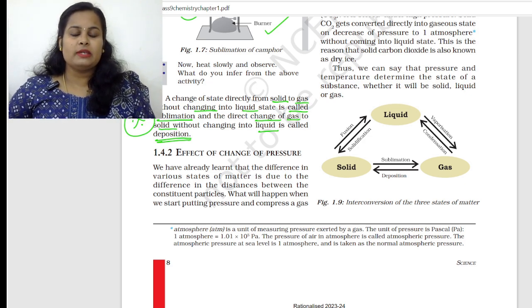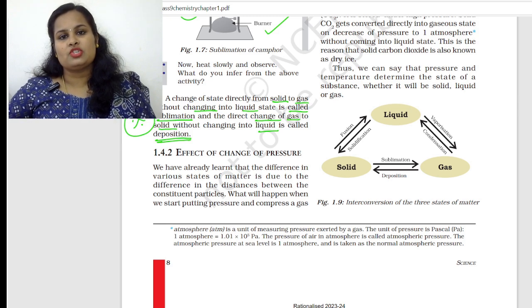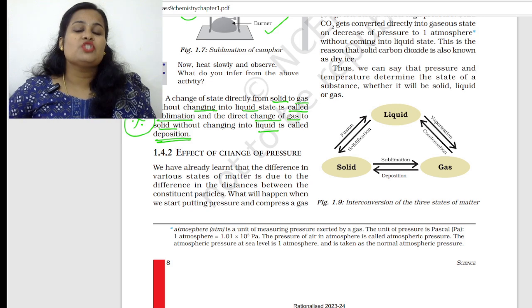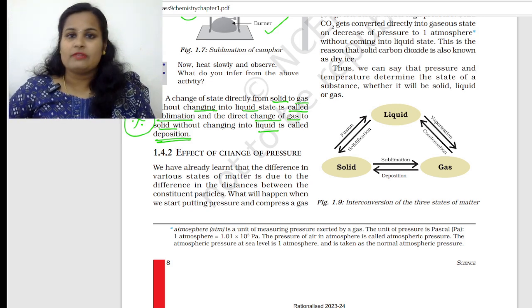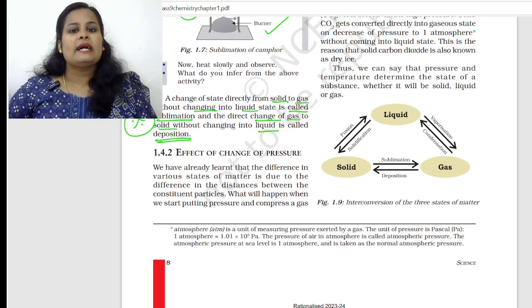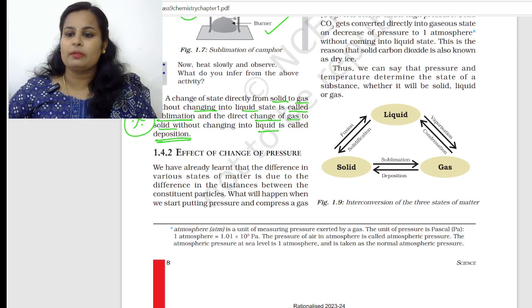We understood that by increasing or lowering the temperature, we can change the state of matter from one into another. So what if we change the pressure? Can we change the state of matter? Yes, of course. We have already learned that the difference in the various states of matter is due to the difference in the distances between the constituent particles.